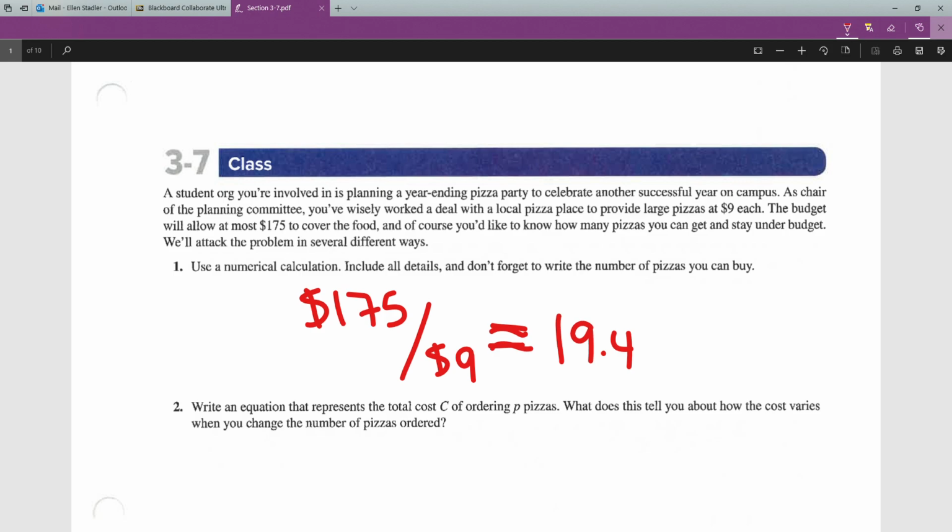So my question is then, can I buy 19.4 pizzas? No. I can't buy any more than 19.4 because then I'd be over budget. So what's the most number of pizzas you can buy? 19 pizzas.